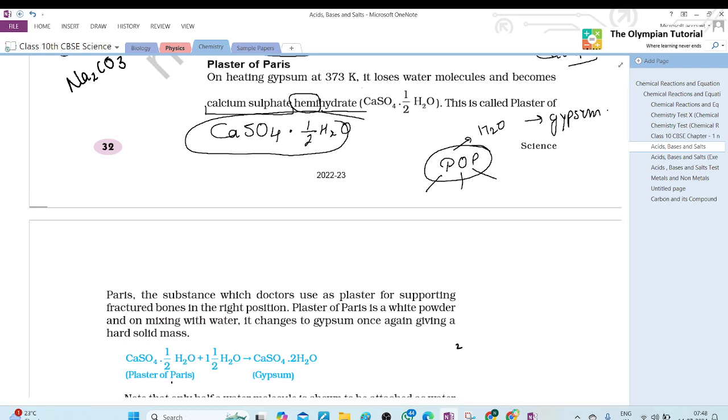We have done water of crystallization. In your notebook, students, write it from your textbook so that you can prepare your notes very well. It is very important to prepare notes for the examination.